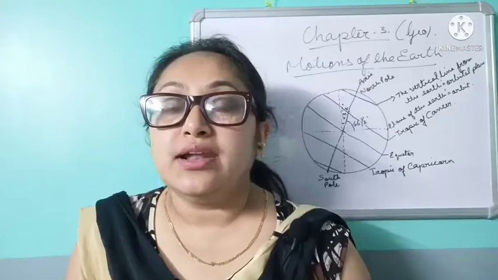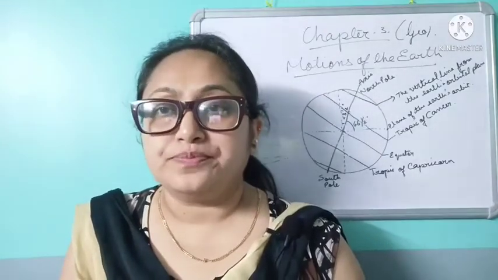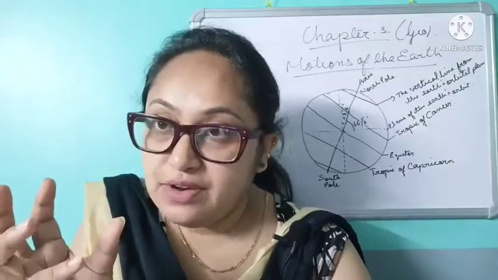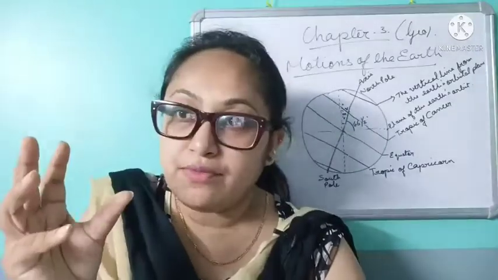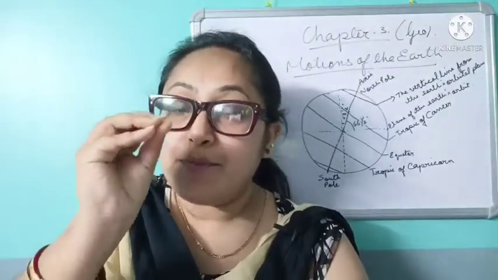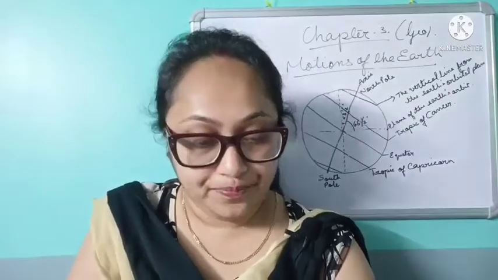Now, when is dawn? Suppose the sun will rise at 5 o'clock. Before rising, it will not directly come up like this. It will come in this way, and we get some diffuse light. Before morning, that particular time is called dawn.